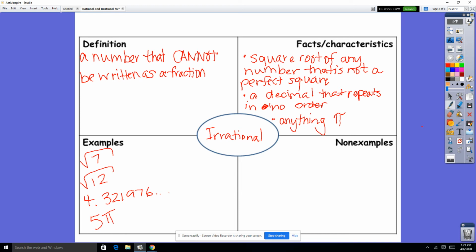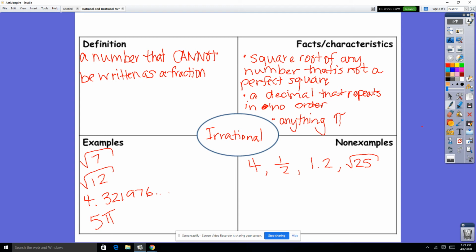Non-examples of irrational numbers are rational numbers, because a number is either rational or irrational. So non-examples would be a whole number, a fraction, a decimal that stops, a perfect square. All of those are examples of rational numbers, so they're not irrational.